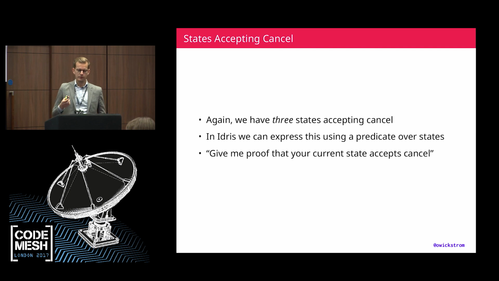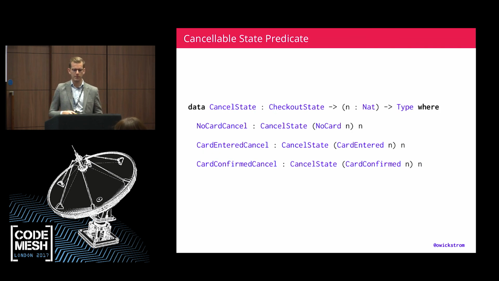Like before, we have three states accepting cancel. So in Idris, we can express this using a predicate over states, which is basically saying to the caller of this operation, please give me a proof that your current state accepts cancel. So we won't be using a special data type that we wrap it in manually, but we will instead have this predicate at the type level, but everything is kind of the same level in Idris.